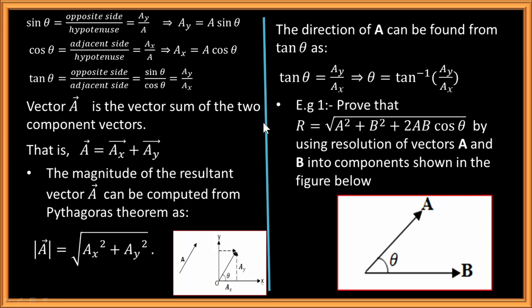Let us prove the cosine law by using a resolution of vectors A and B into components. B and A are given. They are connected tail to tail. They form an angle theta with each other. What we are going to do is proving the cosine law. We have said that the resultant of any two vectors that are connected tail to tail and form an angle theta between them is square root of A squared plus B squared plus 2AB cos theta. Now is the time to derive it.